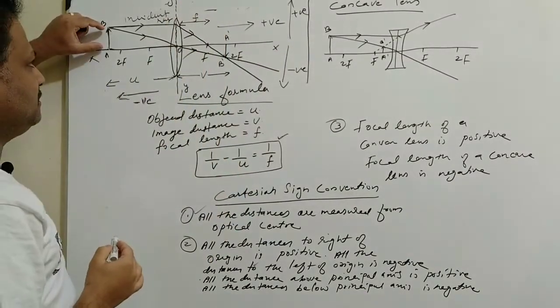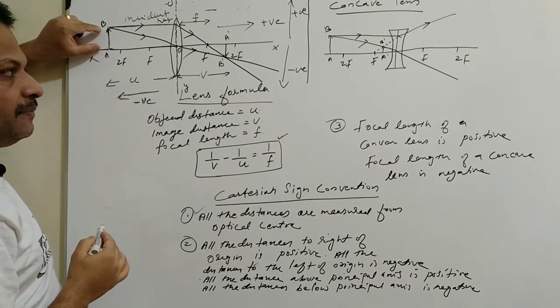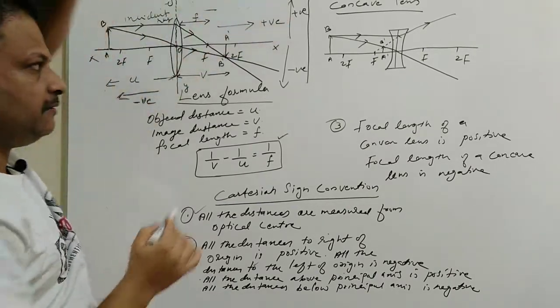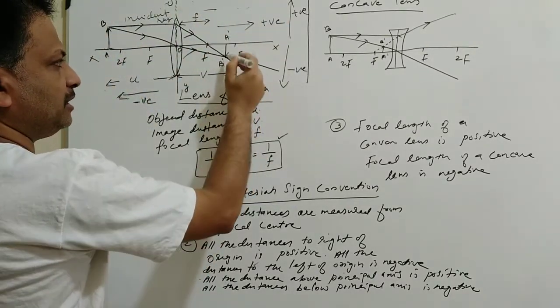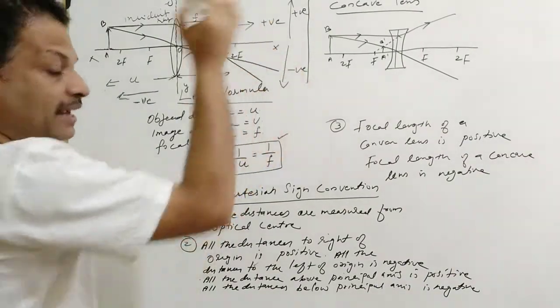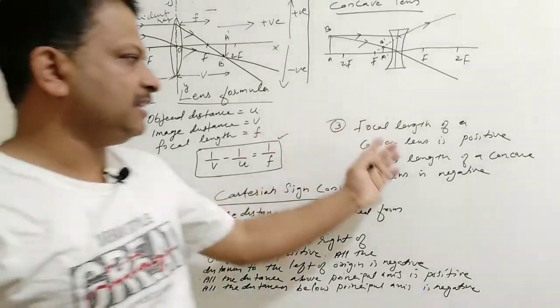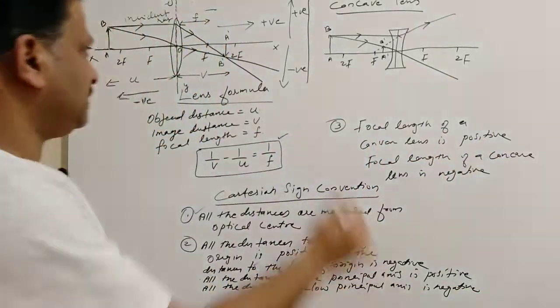For example, you want to measure the height of the object AB, that is positive, and you want to measure the height of image A dash B dash, that will be negative. Okay, clear? And the focal length of a convex lens is always positive. You see, the focal length.